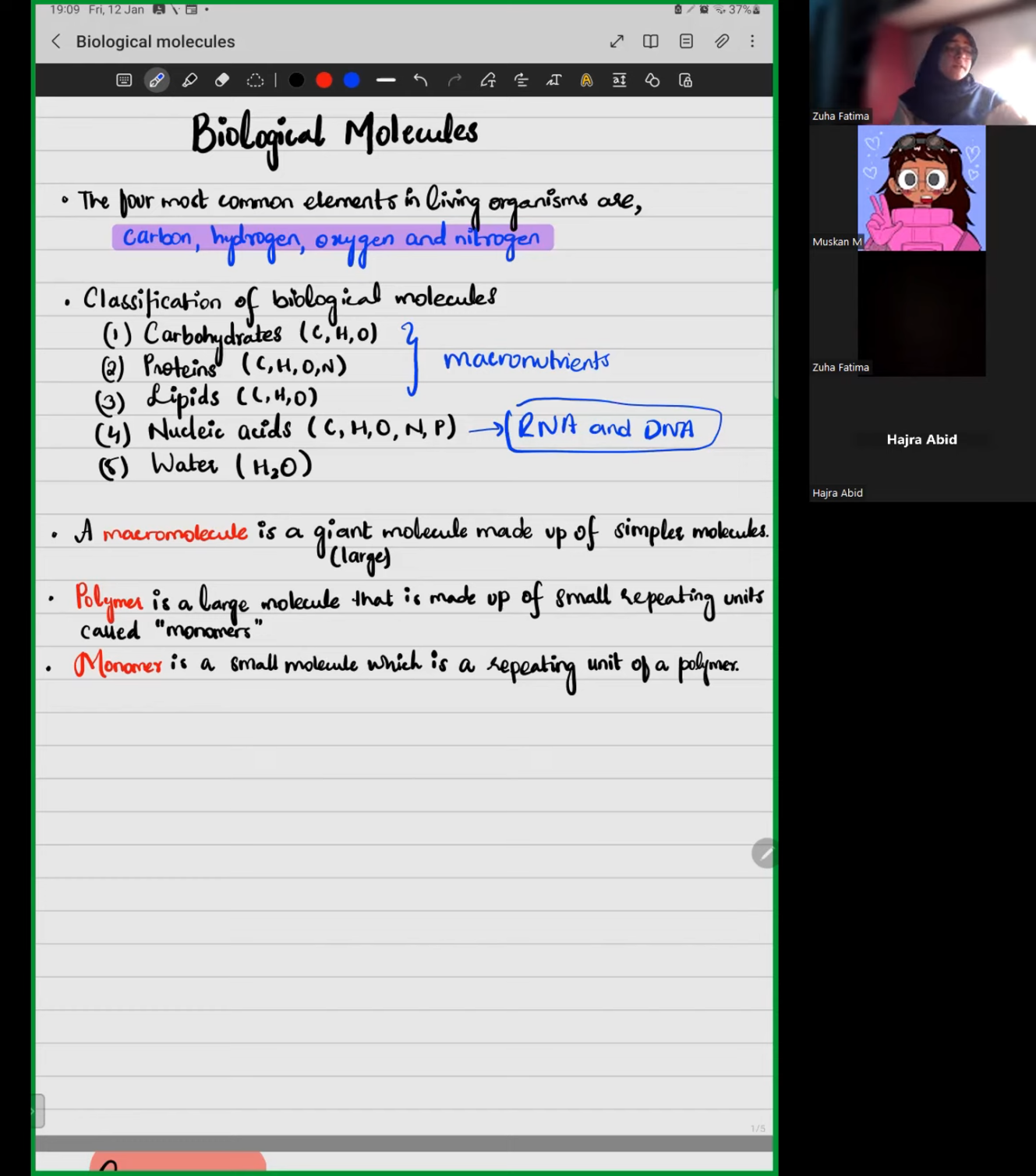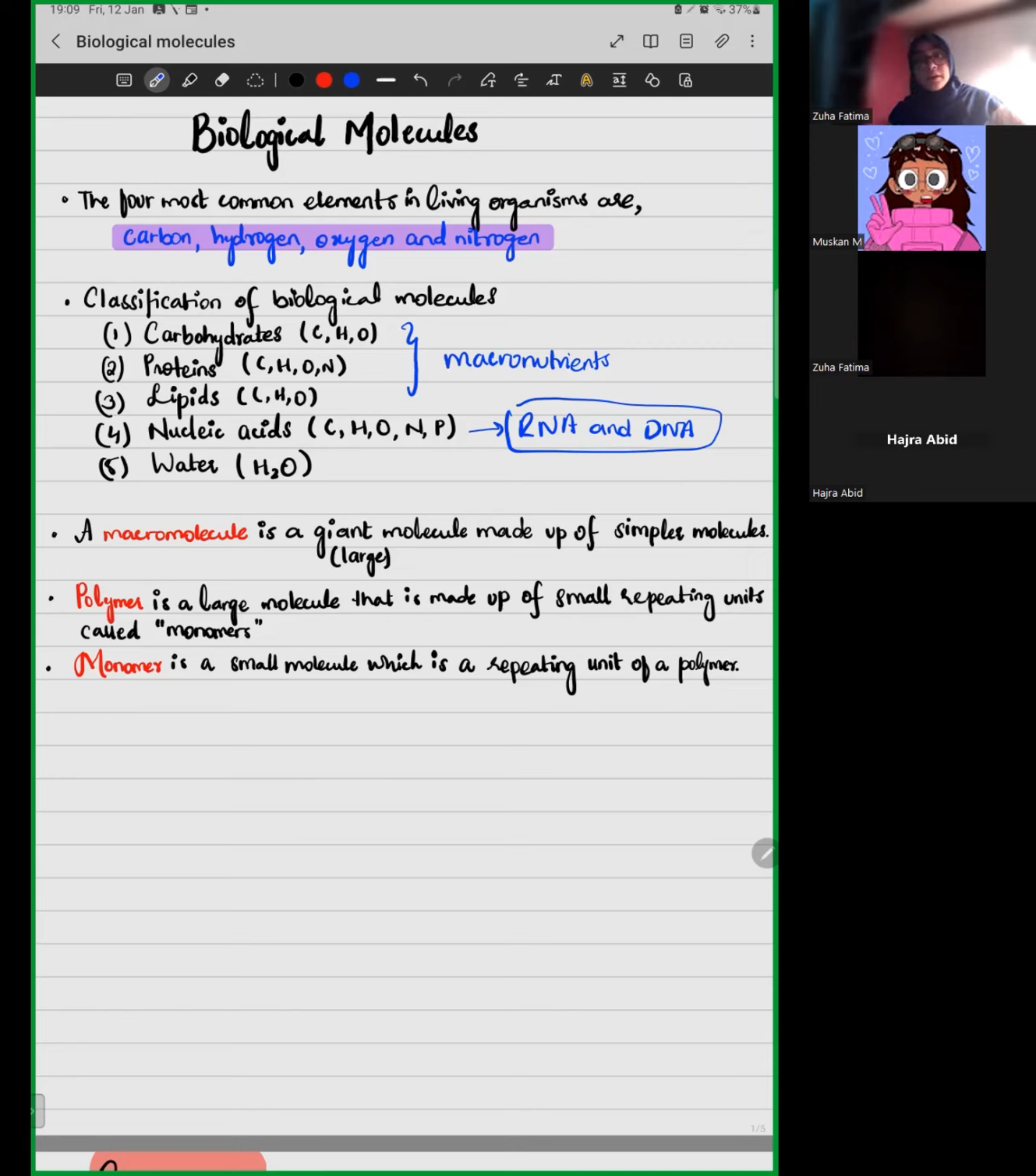And why is it important? Because obviously DNA and RNA are involved in what? They're involved in protein synthesis. They're involved in the formation of protein-based hormones. They're involved in the synthesis of protein enzymes. We know that enzymes are made up of proteins, and enzymes are basically very important again for our metabolic activities. And we will study more about enzymes in our next chapter. So that's about nucleic acid and water.